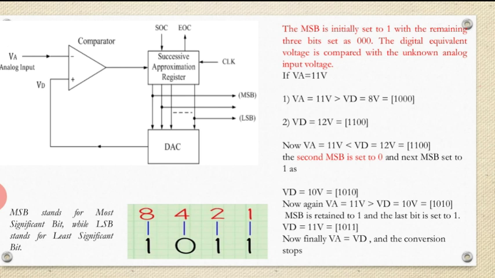And if VA is less than VD, I repeat, if VA is less than VD, what it does is it makes that bit 0 and the next bit high. This process continues successively till VA equals VD. Once VA equals VD, it stops, and the digital output we got is equivalent to the analog input.